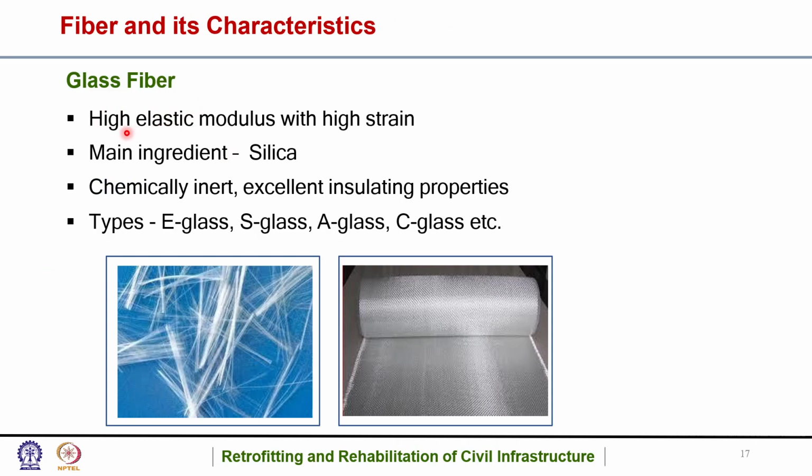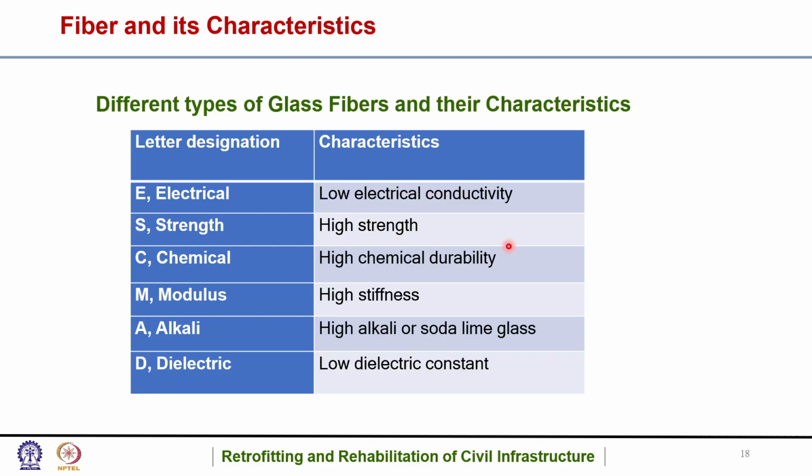So one is glass fiber. It has a high elastic modulus with high strain, and the main ingredient is silica, that is SiO2. They are chemically inert, and that's why they provide excellent insulating properties. The various types of glass fibers are E glass, S glass, A glass, C glass, etc. So the different types of glass fibers and their characteristics are as follows.